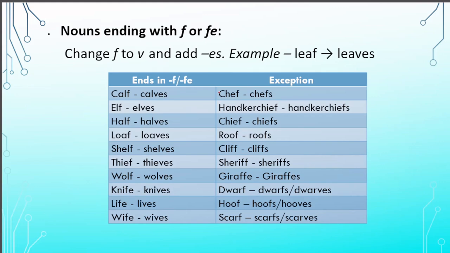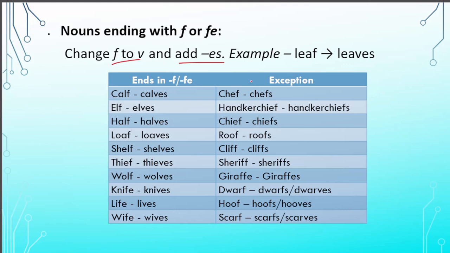Now the next rule is rule number 5. If a noun ends with f or fe, f becomes v and add es. Okay, f becomes v, f क्या हो जाता है? v हो जाता है और उसके बाद इसको es add करना है. Examples are leaf, leaves, f becomes ves. Now other examples are calf, calves, elf, elves, etc.